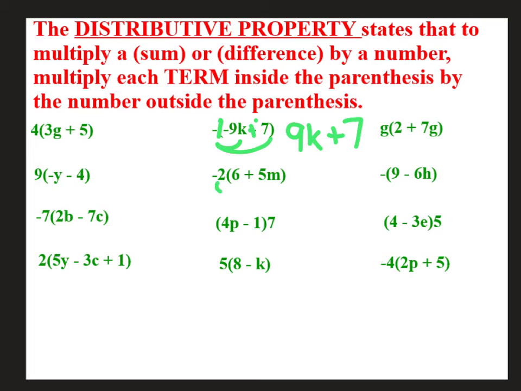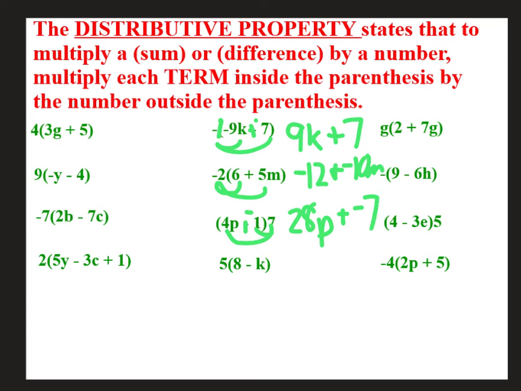The next one I would be taking a negative 2 times 6. That's 1 negative, so it makes it negative. Negative 2 times 5m makes that negative. Next one, leave change opposite. Does it matter that the 7's in the back? No. 7 times 4p is 28p. 7 times negative 1 is negative 7. Leave change opposite. Remember, there's an understood 1. 5 times 8 is 40. 5 times negative 1k is negative 5k.